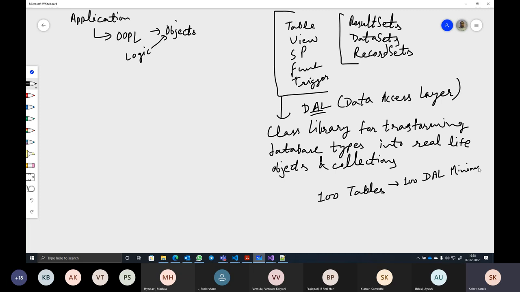If I have some requirement where I need combined data from two or more tables, in that case, separate DALs will be created for those combinations as well. Understood? Yes or no? Yes, sir.